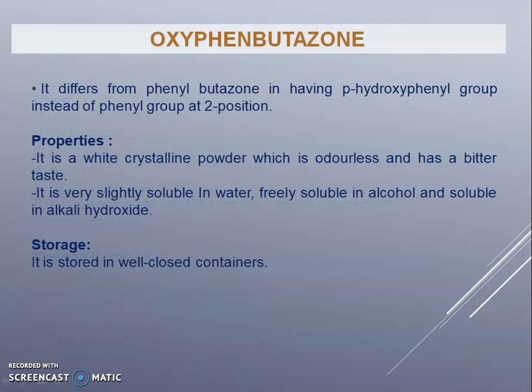Next drug is oxyphenbutazone. It differs from phenylbutazone in having para-hydroxyphenyl group instead of phenyl group at 2 position. Property: it is white crystalline powder which is odorless and has bitter taste. It is very slightly soluble in water, freely soluble in alcohol, and soluble in alkali hydroxides. Storage: it should be stored in well-closed container.